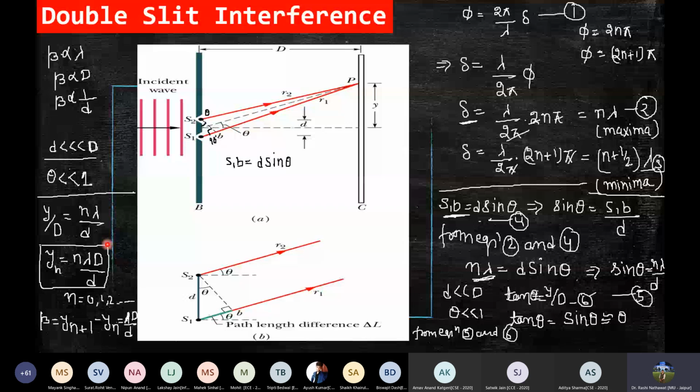So for different experiments, there is a different scenario. We will discuss different applications: in the Michelson interferometer there is a different scenario, in air wedges there is a different scenario. So this is the double slit experiment. We are taking up particular experimental conditions, we are not generalizing it, right? Okay ma'am.